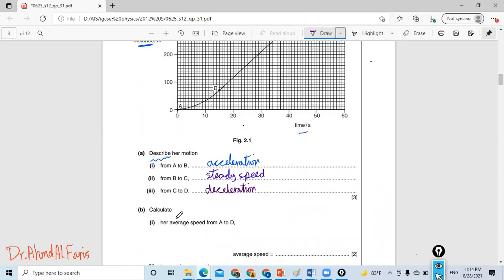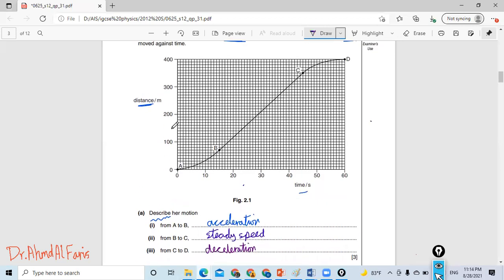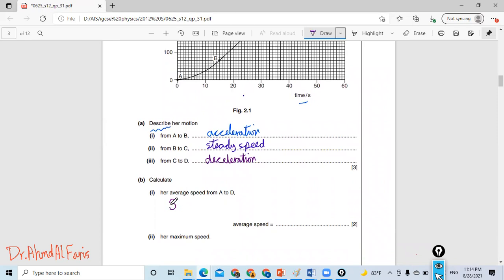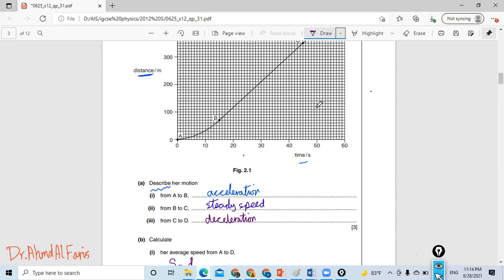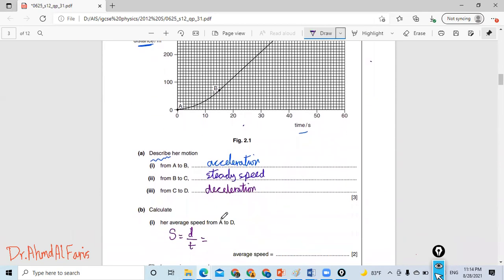That's part A. Part B: calculate her average speed from A to D. As we know, speed is equal to distance divided by time. So how far is the total distance from A to D? It's 400 meters, because they ask about the average speed, since the speed keeps changing. Divide by the whole time, which is 60. By using the calculator, the answer is 6.67, so 6.7 meters per second.